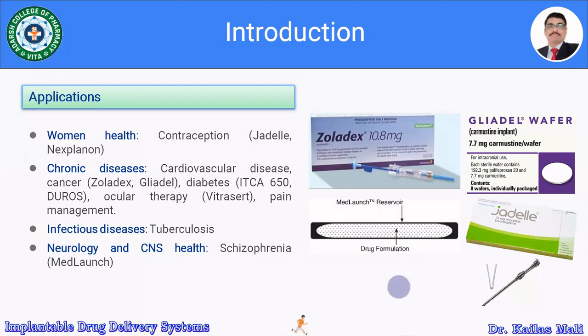Hope all of you have understood the introduction about the implantable drug delivery system. We have discussed what is meant by implantable drug delivery system. We have discussed the advantages, disadvantages, ideal properties of implantable drug delivery system, and finally the applications of implantable drug delivery system.